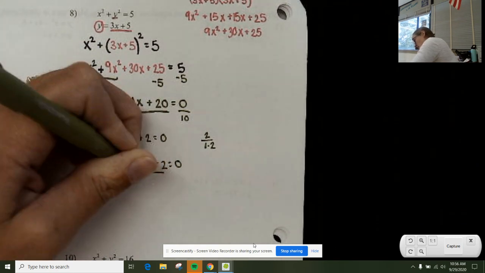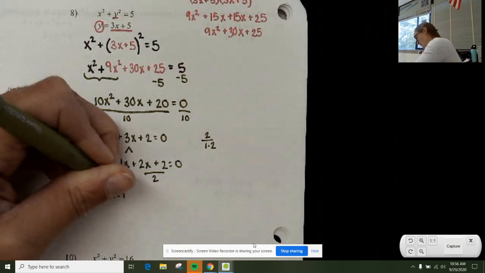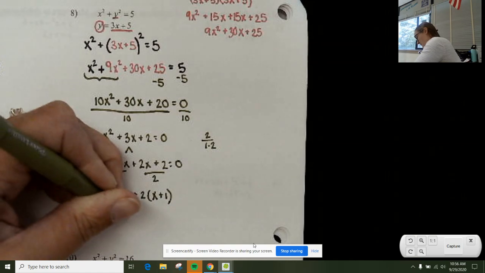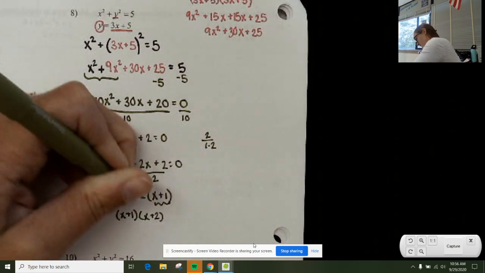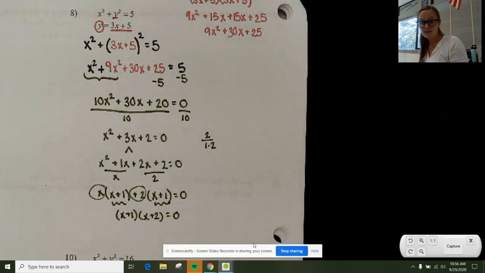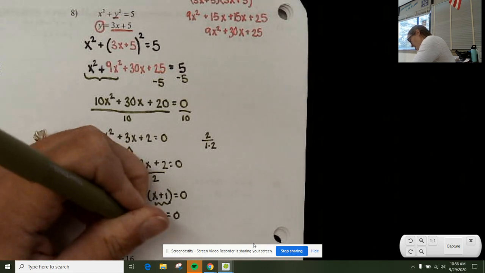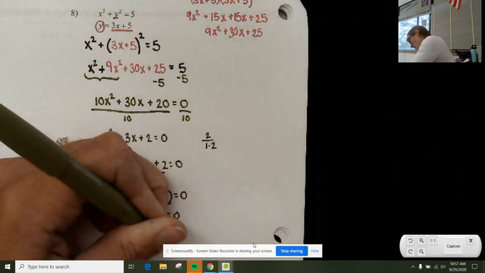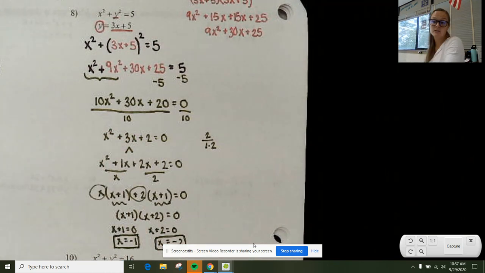Take x out of the front 2, 2 out of the back 2, and I get x times x plus 1 plus 2 times x plus 1, and I have x plus 1 times x plus 2 equals 0. At this point, I can solve for my x values. So x plus 1 equals 0, and x plus 2 equals 0. So now I know x equals -1 and x equals -2. I am not done though. All I've done is factor and solve for x.